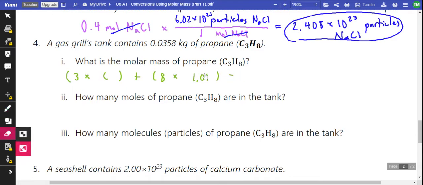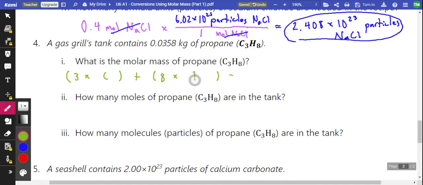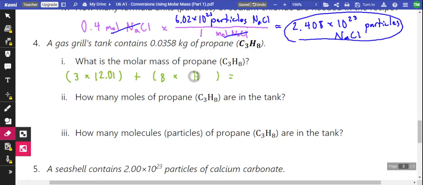Oops, I jumped the gun. I already wrote that. Molar mass of H. It's going to be our molar mass, so now I'm going to fill in the molar masses. The molar mass of carbon is 12.01 grams per mole. The molar mass of hydrogen is 1.01 grams per mole.